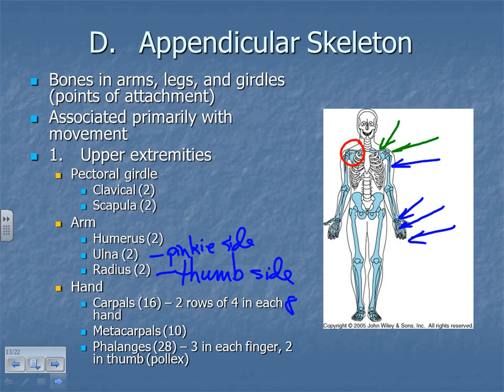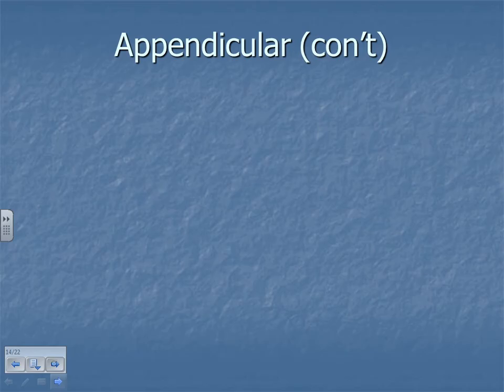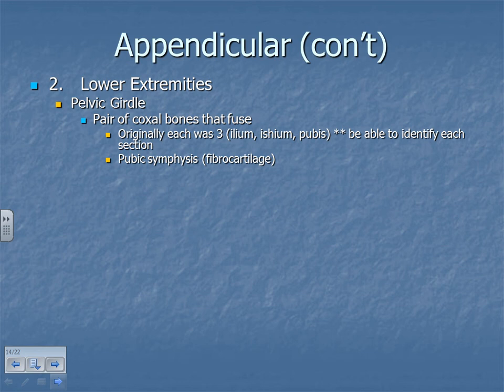Okay, so that's the arm. Switch to the legs and lower extremities. At the lower extremities, we have the pelvic girdle. Pelvic girdle is made up of 2 coxal bones. Coxal bone is basically a hip bone that fuse over time. Okay, so we've got 2 coxal bones. Eventually they fuse together to form the pelvic girdle.